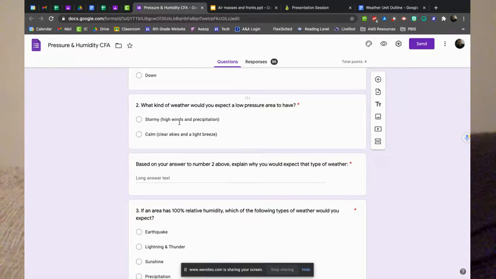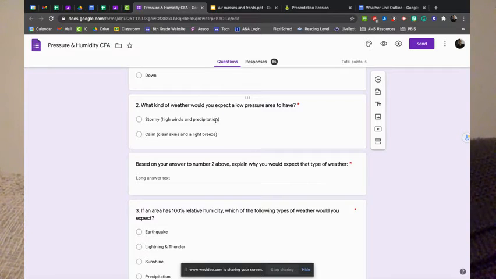For the second one, what kind of weather would you expect a low pressure area to have? So on one side we have stormy with high winds and precipitation. On the other one we have calm with clear skies and a light breeze. So in a low pressure area, and we'll talk on this a little bit today, that air is actually moving away from the ground. It's being evaporated, and for the most part, it's being pulled up through the atmosphere. And so, as it pulls up through the atmosphere, it's causing the water vapor in there to condense.